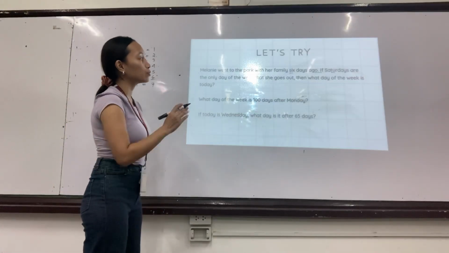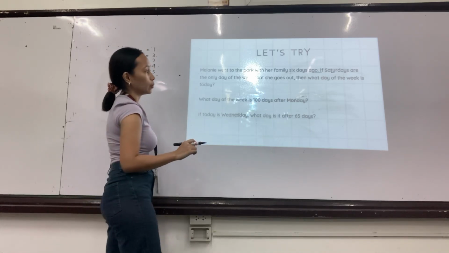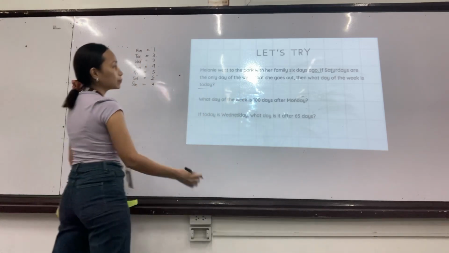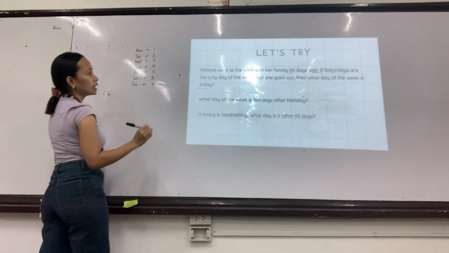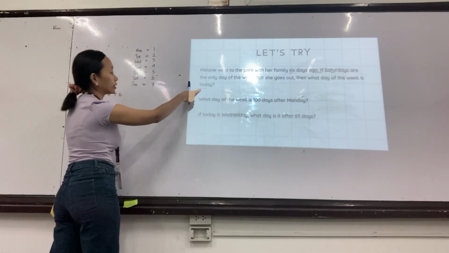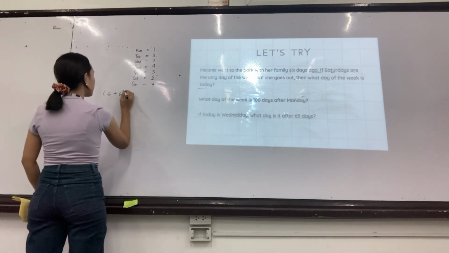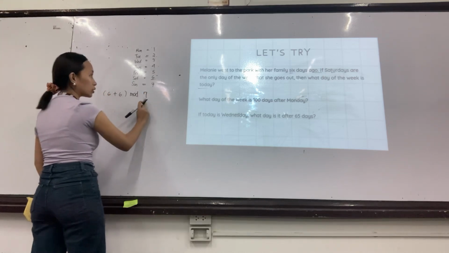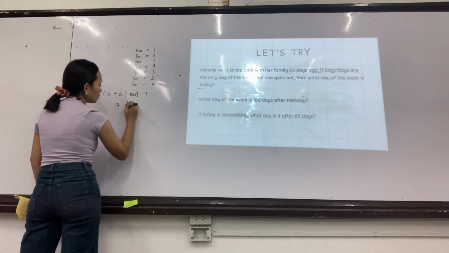Melanie went to the park with her family 6 days ago. If Saturdays are the only day of the week that she goes out, then what day of the week is today? So we are looking for the present date. Now, the givens are Saturday, which is denoted by 6, and 6 days ago. We use addition because we are looking for the present day, so don't be confused by the word ago. Now, we write 6 plus 6 and then modulo 7, because we are still talking about the day of the week.